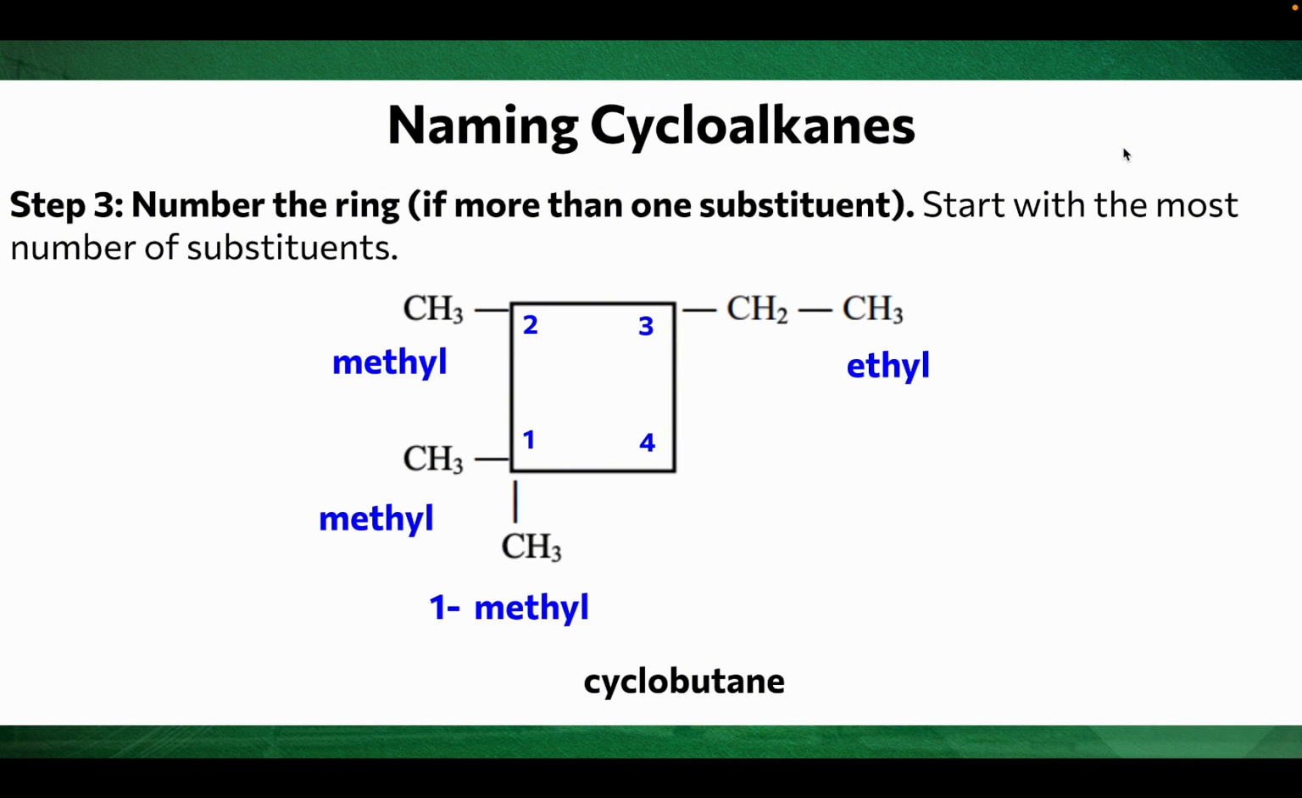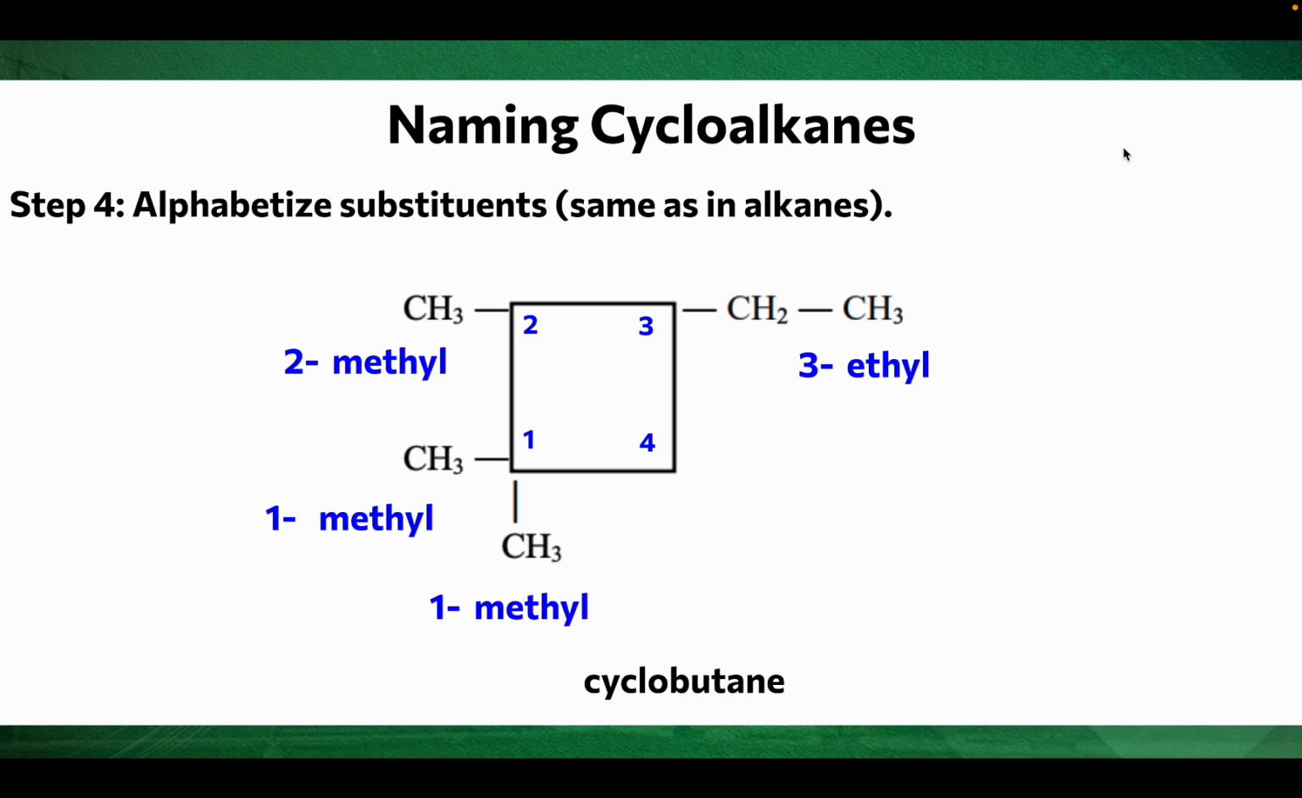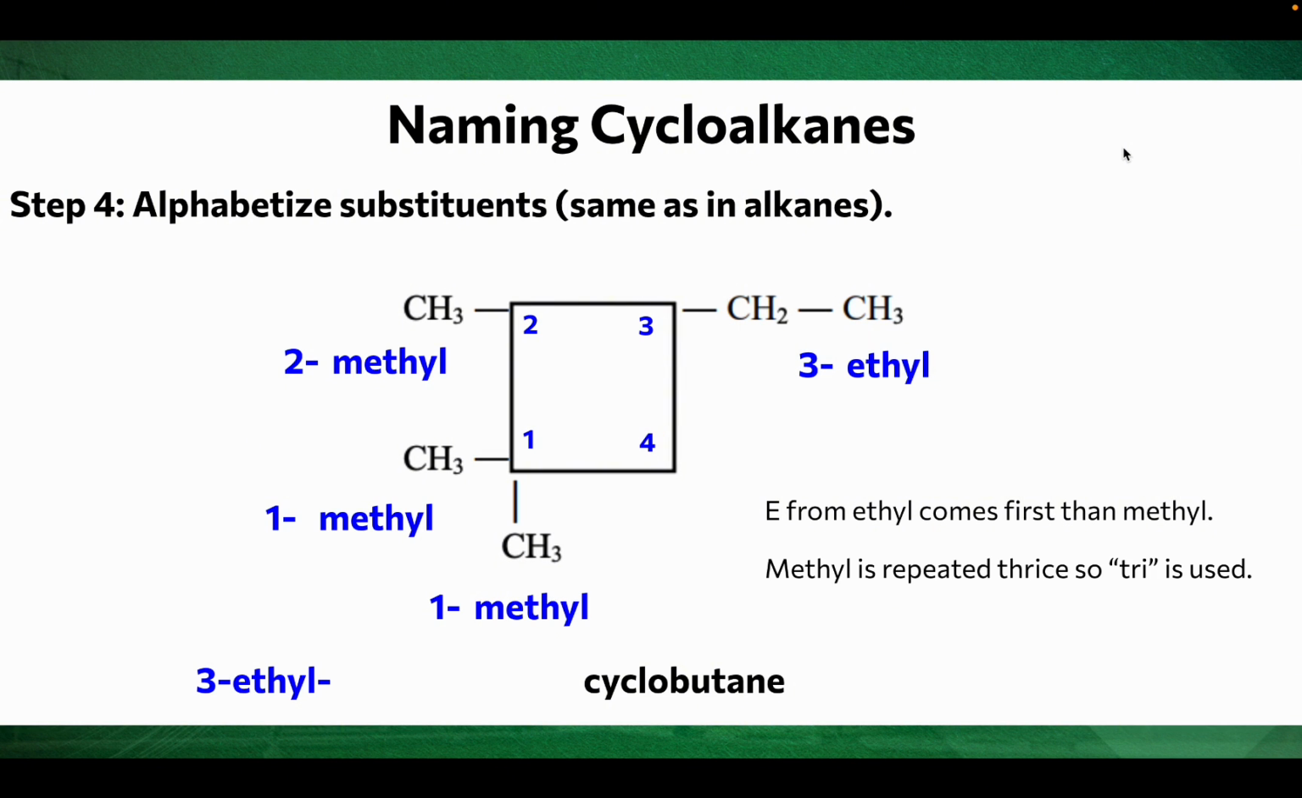This methyl would be 1, this methyl would be 1, this methyl is 2, and this ethyl is 3. Now alphabetize the substituents. E from ethyl comes first, then M from methyl. So we write 3-ethyl. Methyl is repeated thrice, so we use the prefix tri. So it is 3-ethyl-1,1,2-trimethylcyclobutane. Again, you have to indicate the numbers. This 1 refers to one methyl, this other 1 refers to another methyl, and this 2 refers to this methyl. So even though you have tri, you have to indicate the numbers.